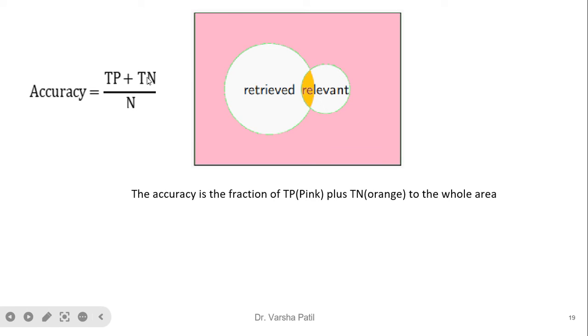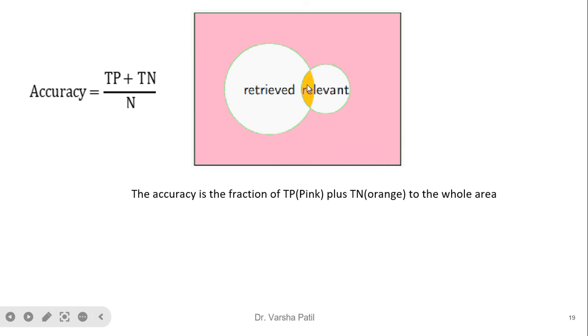Now accuracy is TP plus TN divided by N, where accuracy is the fraction of TP, which is shown in the figure. This is exactly the TP, that is the true positive, which is in orange, and the true negative is in pink color. Just that color change, this is nothing but the true positive and this is nothing but the true negative.